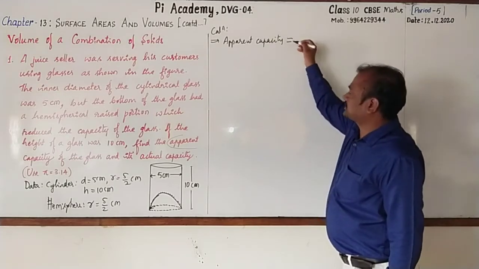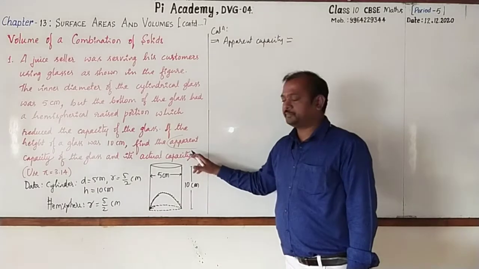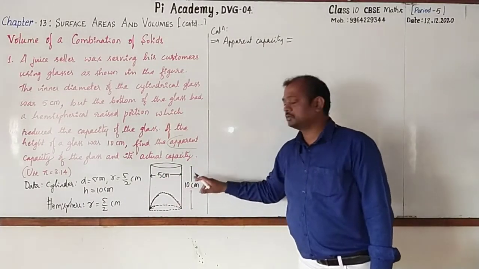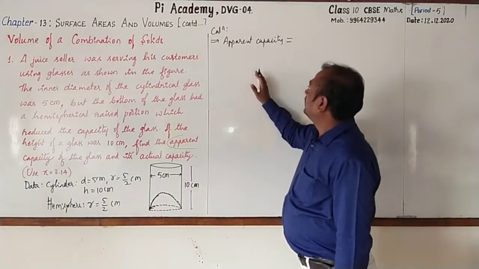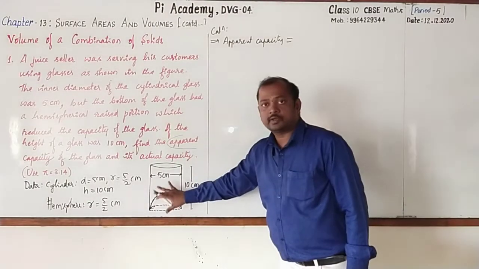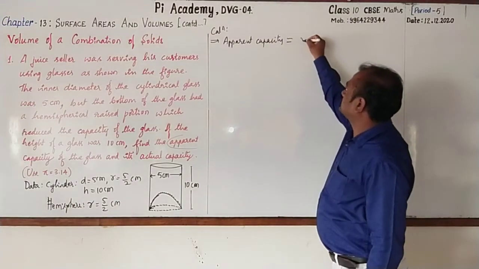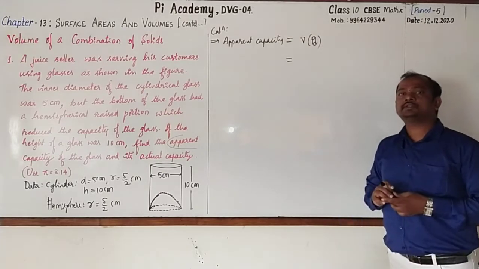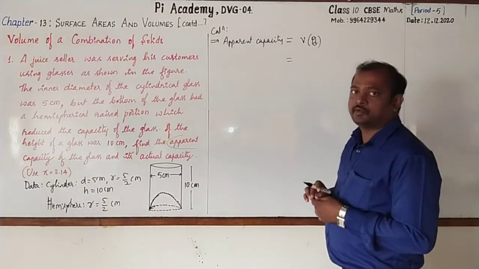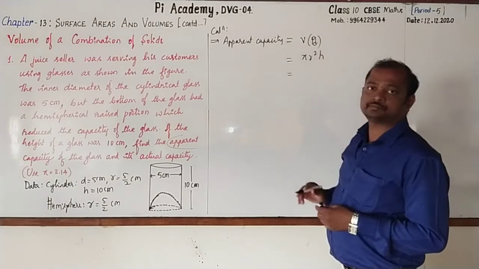So, apparent capacity means what we can actually see: the juice in this cylindrical glass appears as if it is filled completely. That is apparent capacity. So we can write, volume of cylinder is equal to... What is its formula? Very good. It is pi r square h.